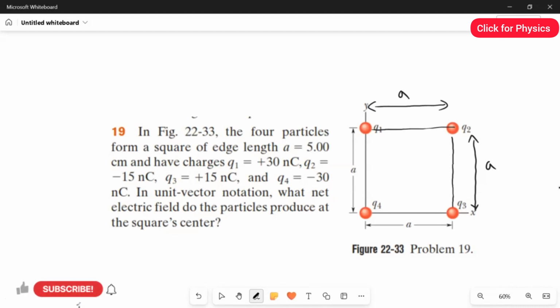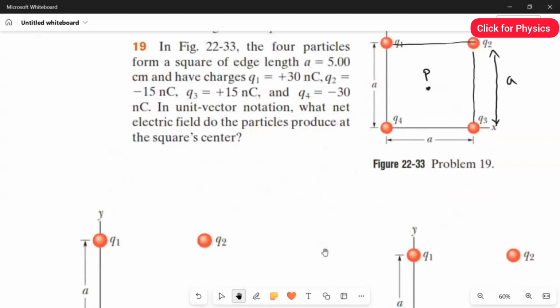Now we have to find the net electric field due to these four particles exactly at the center of the square. Let's give the name P to this point. So at point P, what is the electric field, that is, the net electric field produced by these four charges? This question is a little lengthy because we have to take the x component and y component, and after that we add all. Because the electric field is a vector quantity, we have to use the x component with cosine and the y component with sine.